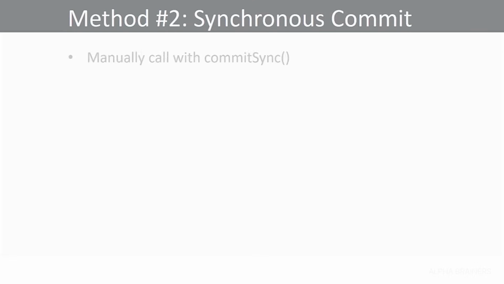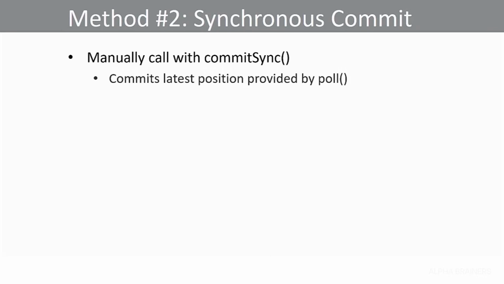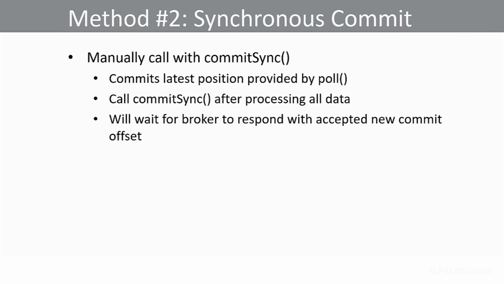So instead of using this technique, what you might want to do is use what they call a synchronous commit. The idea is to manually call the commit process with commit sync. It'll do the commit after it's done the poll operation. So after it does the poll, it processes all the data, and then you run commit sync. You'd manually write that inside your try while loop that we talked about in the last lesson.